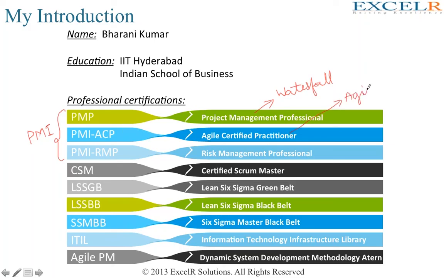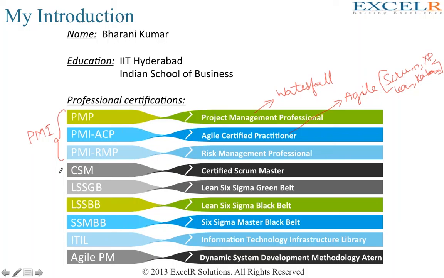And this ACP, Agile Certified Practitioner, exposes participants to four Agile methodologies: Scrum, Extreme Programming, Lean, and Kanban. So I can manage projects using both Waterfall methodology and Agile methodology. I'm also a PMI-RMP, Risk Management Professional, so I can manage risks pretty well on the project.